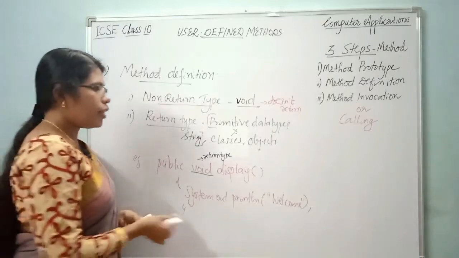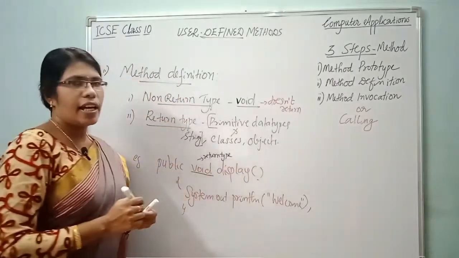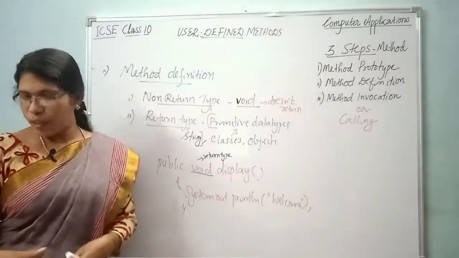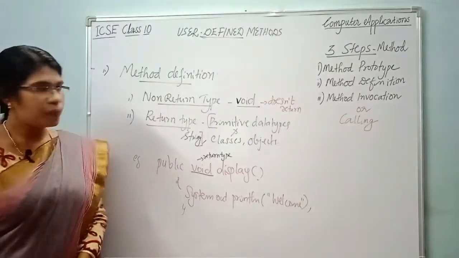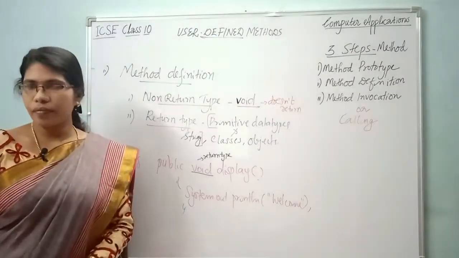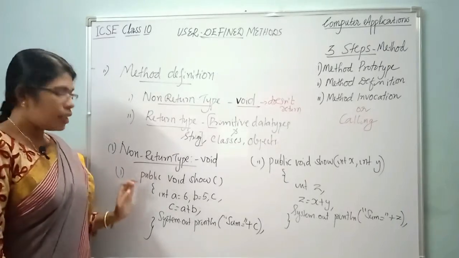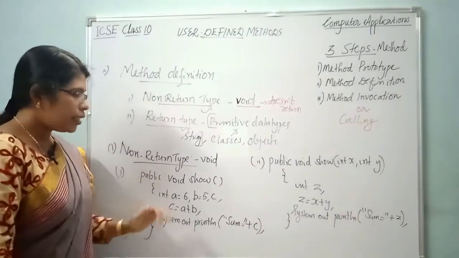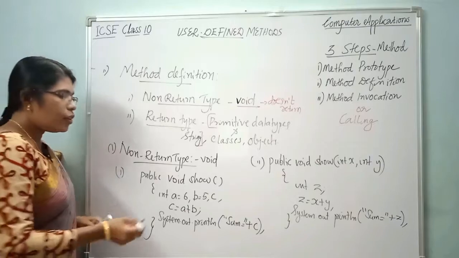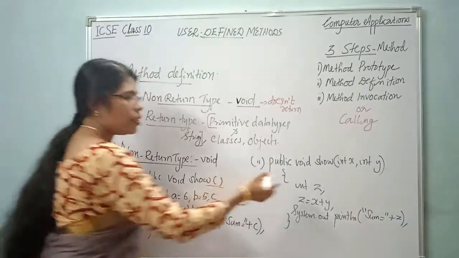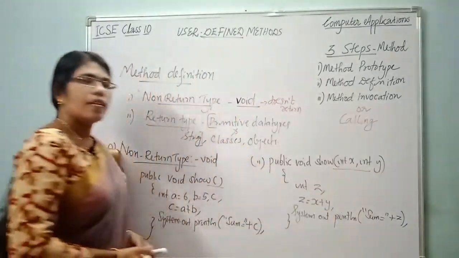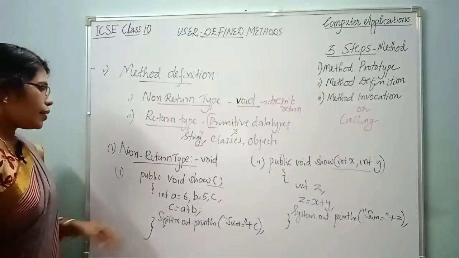Just take the example of this one for void, that is a non-return type method. This method without parameter we have given. I will give one more example with parameter. Let's check. Okay, so here I have written two methods. One is without parameter, another one is with parameter. Okay, let's discuss.